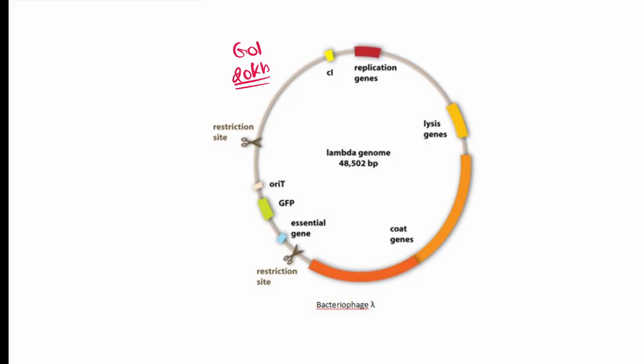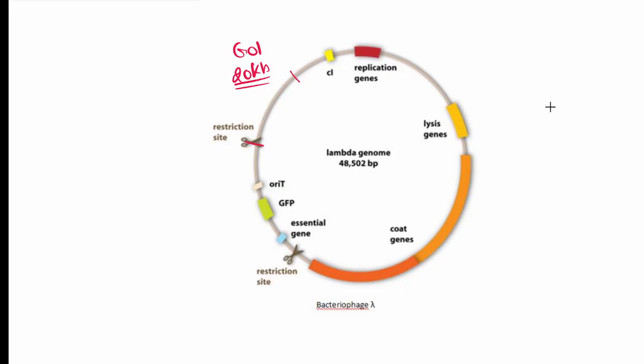Now, what are the advantages of using lambda phage? So one of them is that because it has a very high infection efficiency, it can easily transfer your gene of interest into the host. Secondly, it can be used to construct genomic libraries. Means here you can insert your gene of interest and you can preserve it for later use.